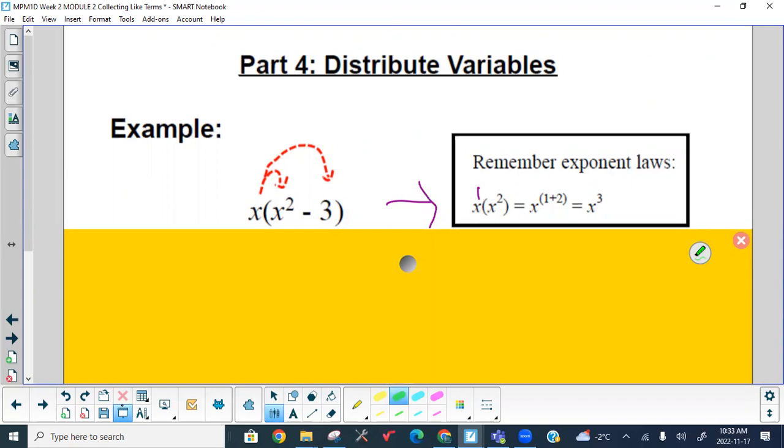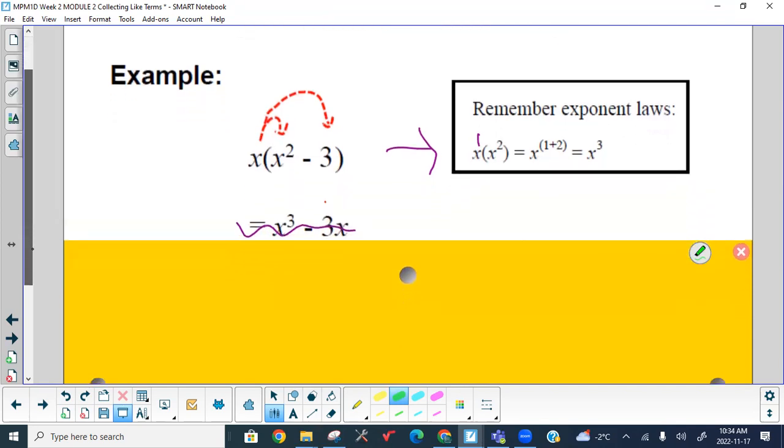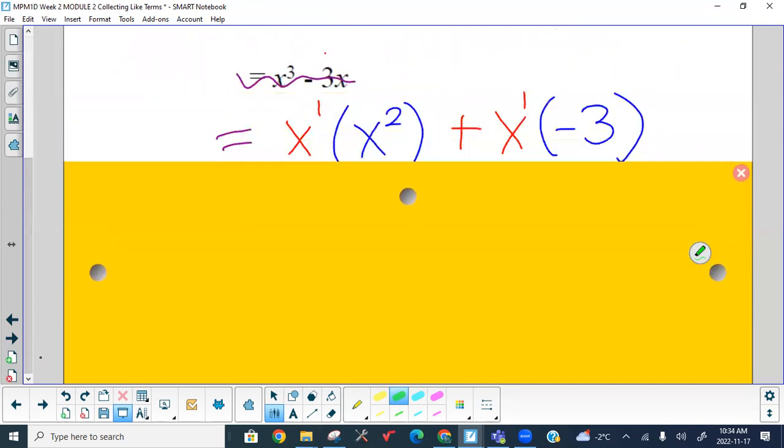So this is a question, an example, where the term outside of the brackets that we are distributing is a variable. It's not a number, which makes things a little bit complicated. Now, when you see an x, what is the power that is automatically associated with x by itself? What is that number? 1. X to the power of 1. Good.